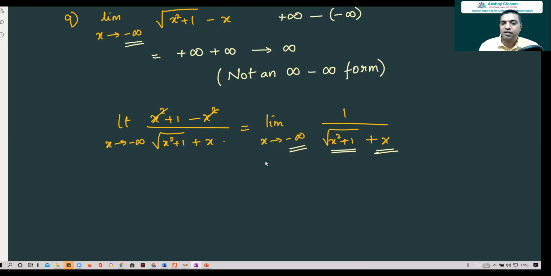So then we have to think here. You cannot write this as infinity. We cannot know. We don't know what it is. So a more direct approach is this x square plus 1 and x.